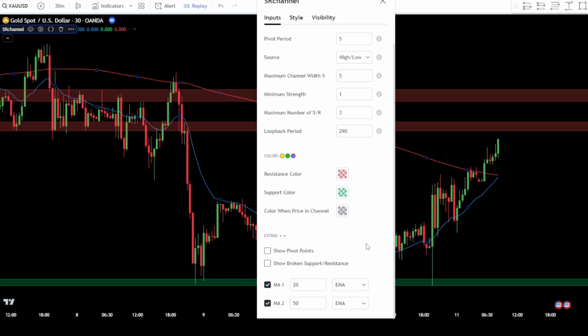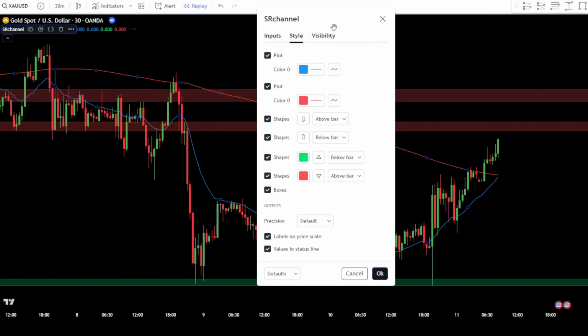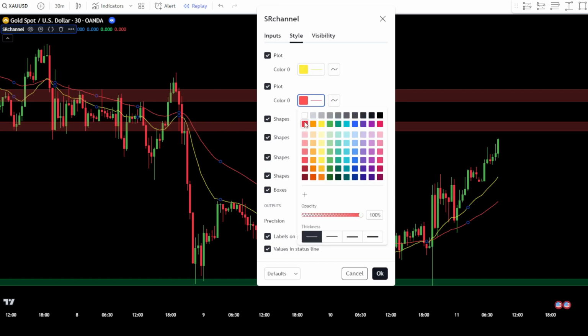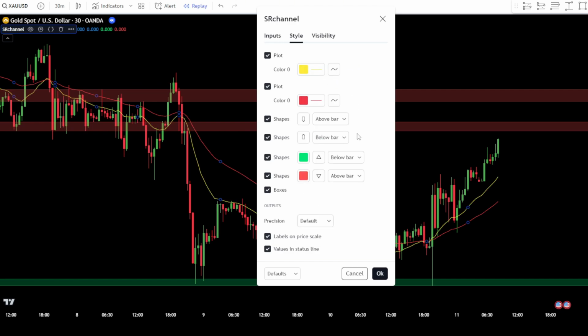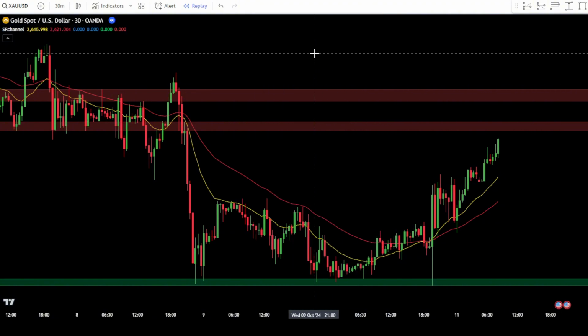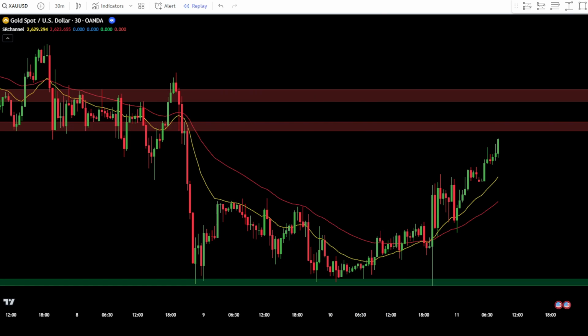After that, go to the Style tab. In this tab, adjust the colors and line thickness of the EMA to suit your preferences. Once done, simply click OK to save the changes. This support resistance channel indicator will help us identify key levels in the market.